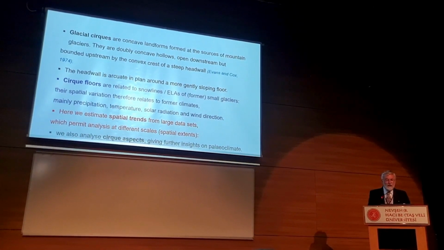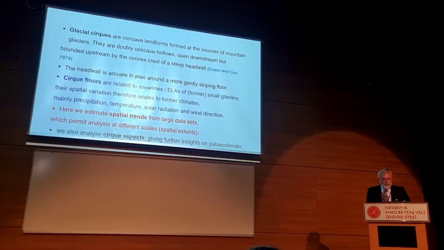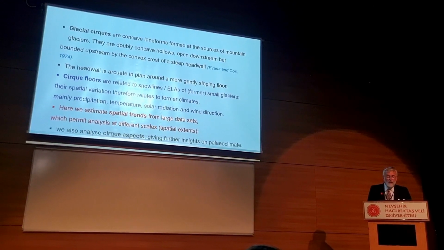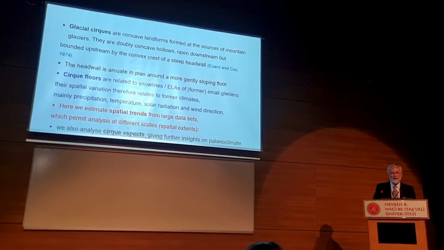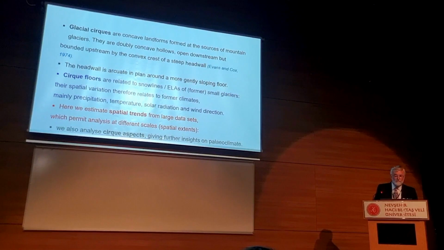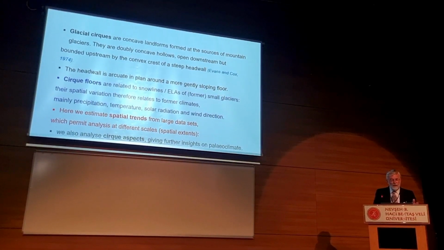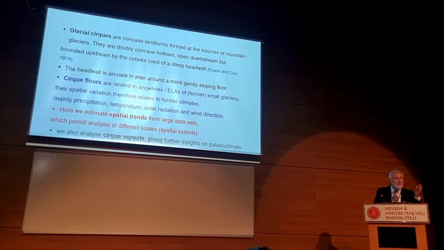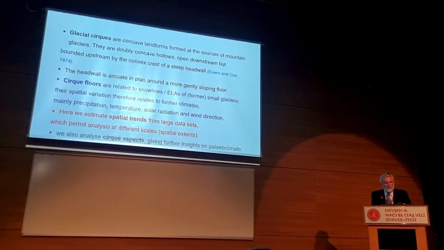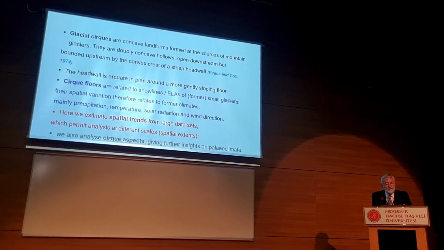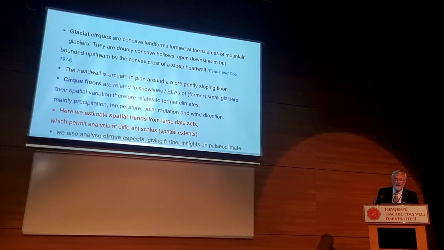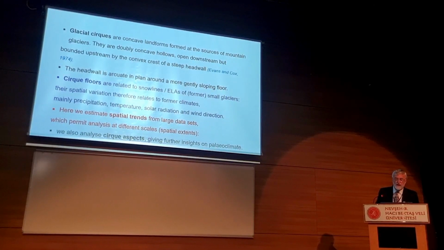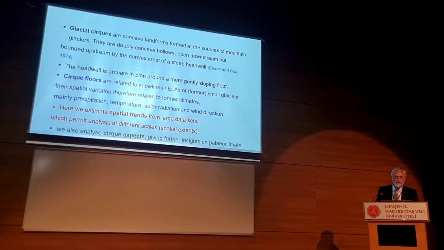They are doubly concave, they're open downstream, but bounded upstream by the convex crest of a steep headwall. And the headwall should be arcuate in plan around the gently sloping floor. We study cirques partly for their own interest and their scenic value, but also to relate to former snow lines of former small glaciers. So the spatial variation tells us quite a lot about former climates, mainly the precipitation, the temperature, the solar radiation, and the wind direction.